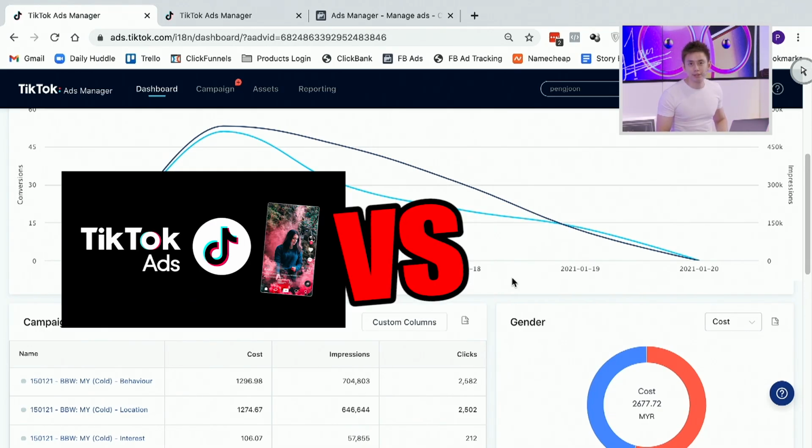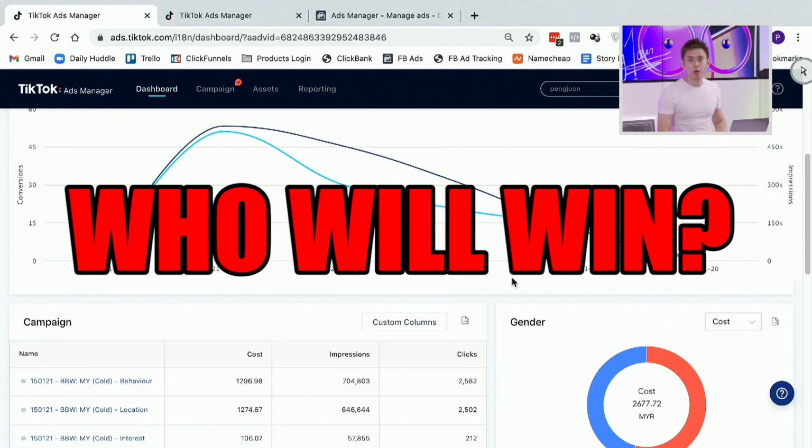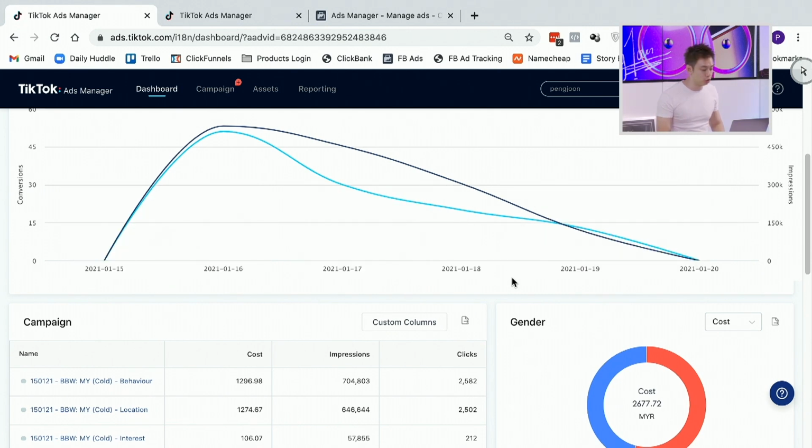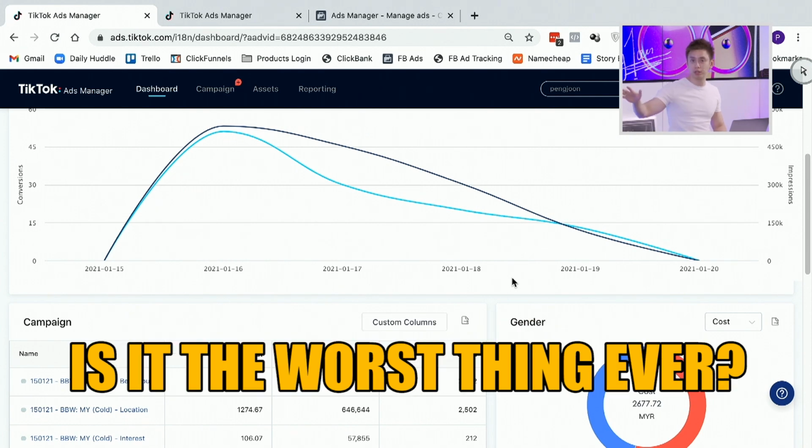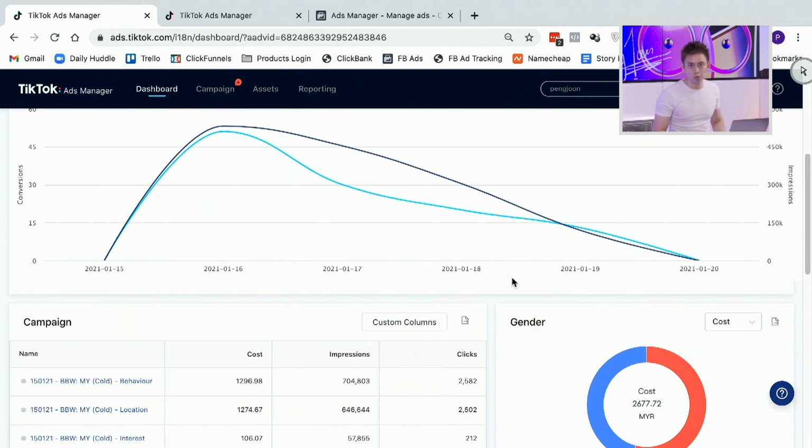TikTok ads versus Facebook ads. Which one is the clear winner? What should you be doing? Is TikTok ads and the platform crushing it right now? Is it the worst thing ever? In this video, we're gonna find out.